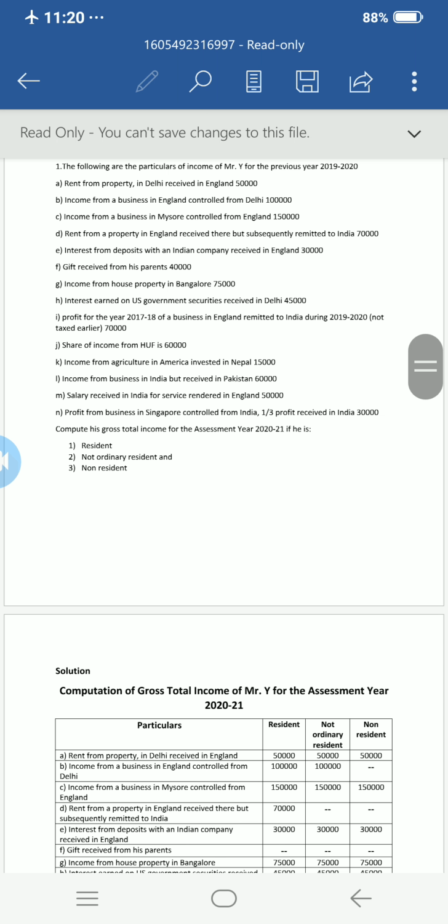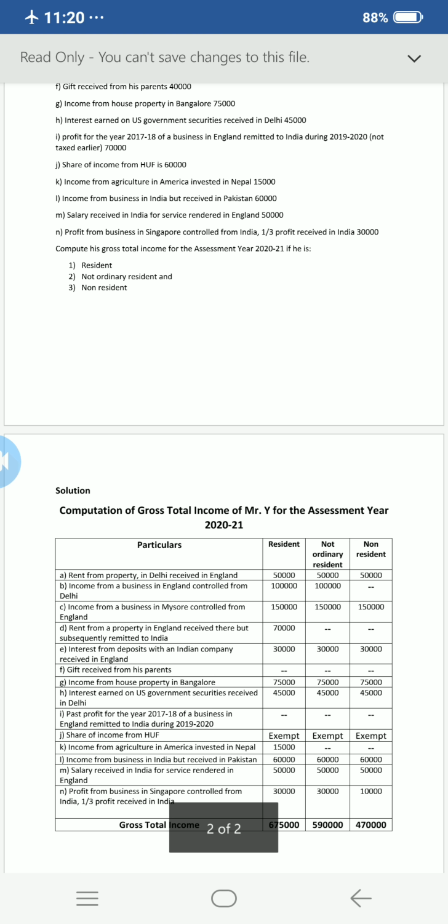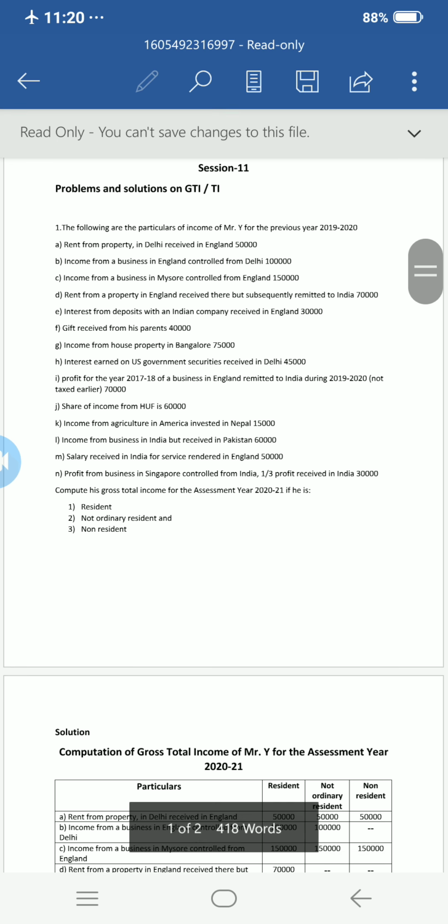Rent from property in Delhi received in England, rupees 50,000. Dear students, income which is earned and received in Delhi, Delhi is in India, so it is an Indian income, so taxable for resident, not ordinary resident and non-resident. Okay, 50,000 is taxable for each. Understood?